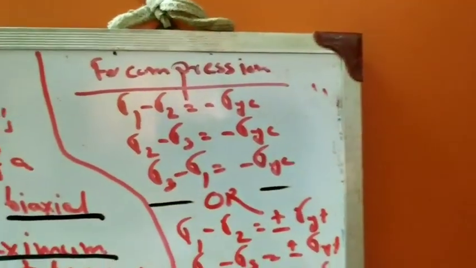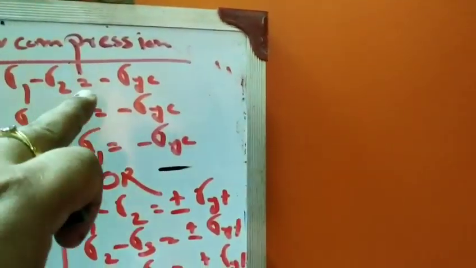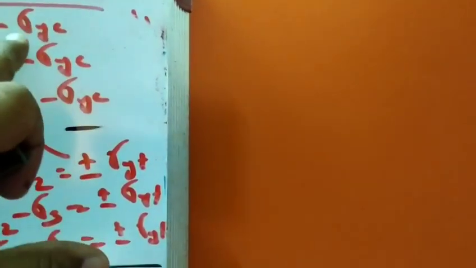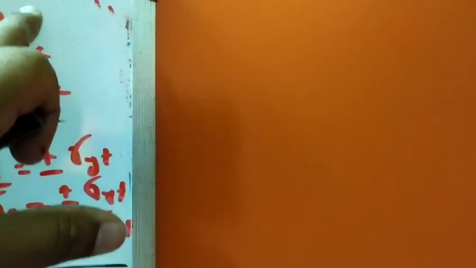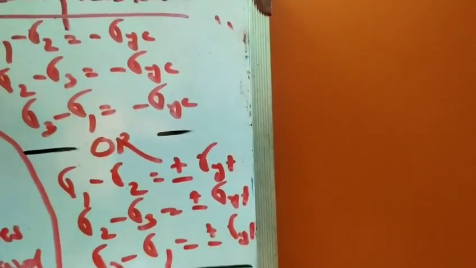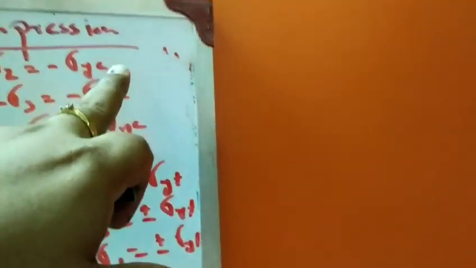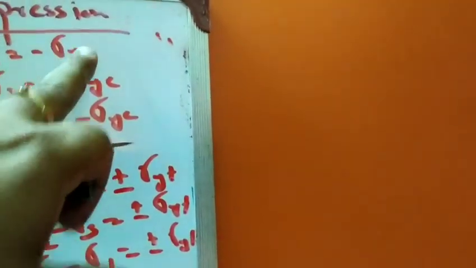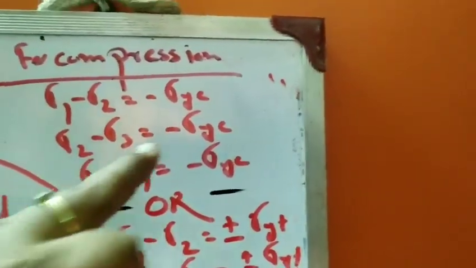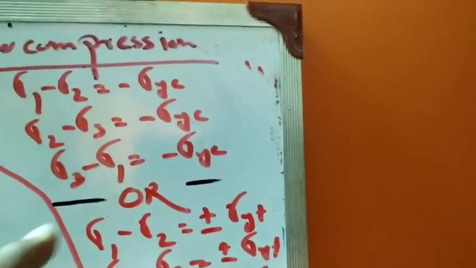Now the same thing is applied for compression, which we could see that if sigma 1 minus sigma 2, instead of yc we have represent by yt, we have represent yc. So sigma 1 2, that means if we considered shear stress tau 1 2 is equal to the maximum shear stress in compression, so we could compare it for the compressive load sigma yc, then sigma 2 minus 3 is equal to sigma yc, and sigma 3 minus 1 is equal to sigma yc.